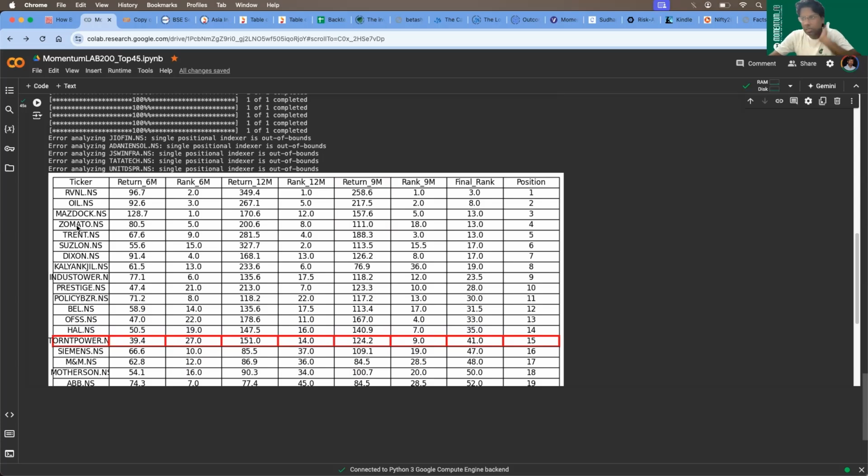Zomato was also there some way back in the April, May month, I believe. So these are the four stocks that I'll be picking: MassDoc, Zomato, Suzlon, and Kalyan Jewelers. Now, when I pick these stocks, I wanted to tell this part also.